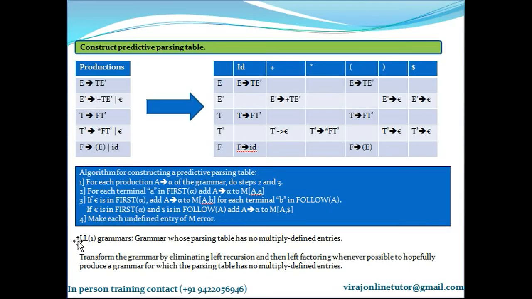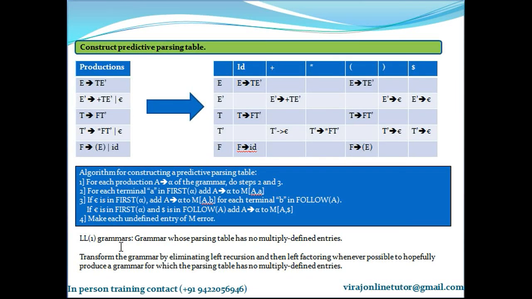Okay, so LL1 grammars are grammars whose parsing tables have no multiply defined entries. If you look at this table, in each particular combination there is a maximum of one production in one cell. That means for a particular non-terminal and terminal combination you don't have more than one production. That's why this is called an LL1 grammar.